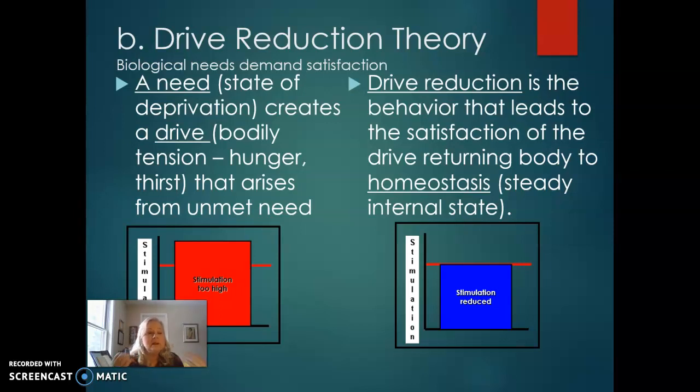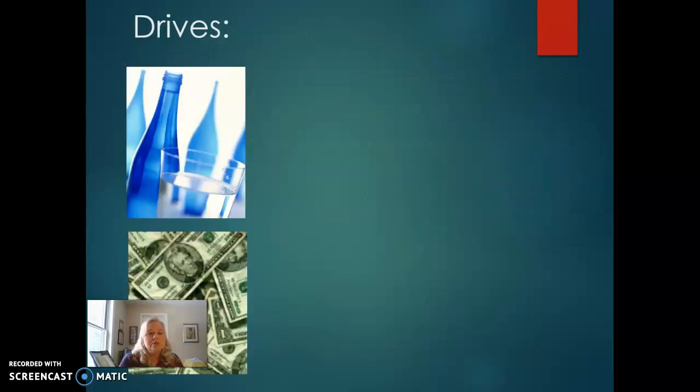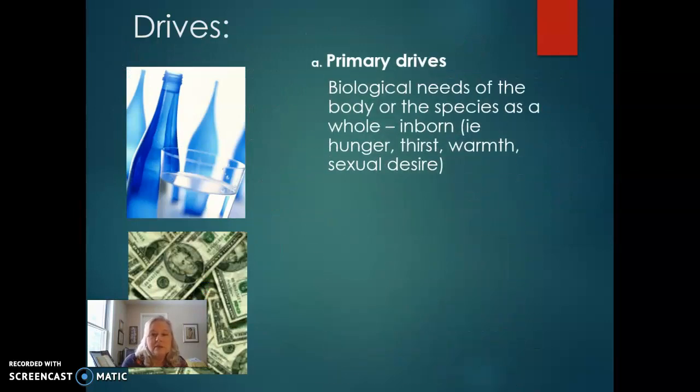And sometimes the money is just because you need to pay for rent or for food, but that is going to drive you into looking for a job where hopefully you'll find a job, you'll be able to reduce that need state, and you will reach a state of homeostasis. So that brings us to the basic kinds of drives.